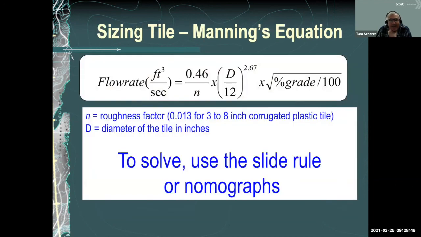And this is the equation I was talking about. It's Manning's equation. You can calculate the flow rate through a tile at different diameters based on grade and roughness coefficient.